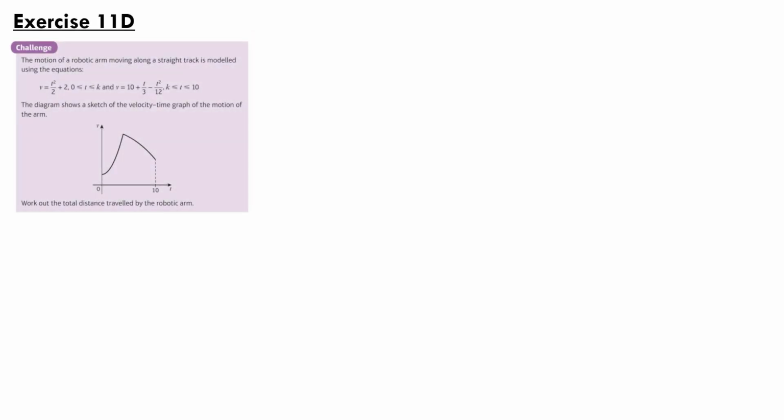Okay, our first question is from exercise 11D. The motion of a robotic arm moving along a straight track is modelled using the equations v equals t squared over 2 plus 2, for 0 is less than or equal to t is less than or equal to k, and v equals 10 plus t over 3 minus t squared over 12, for k is less than or equal to t is less than or equal to 10. The diagram shows a sketch of the velocity time graph of the motion of the arm. Work out the total distance travelled by the robotic arm.